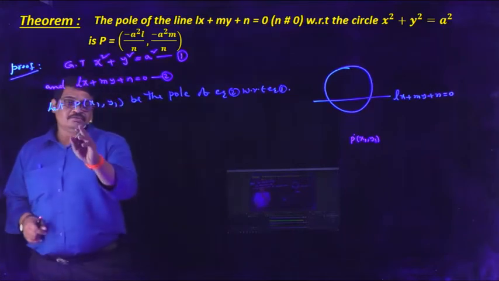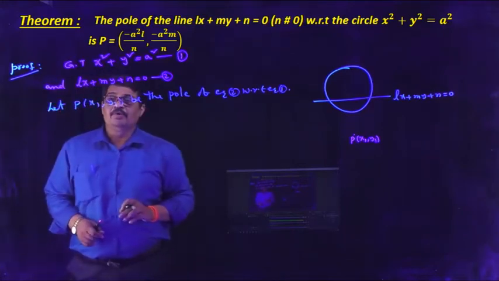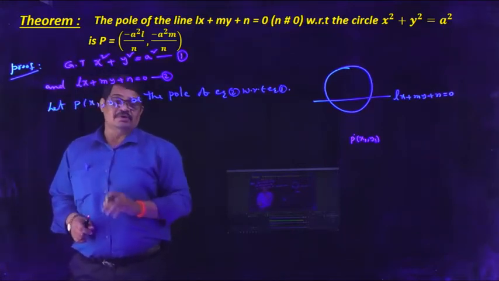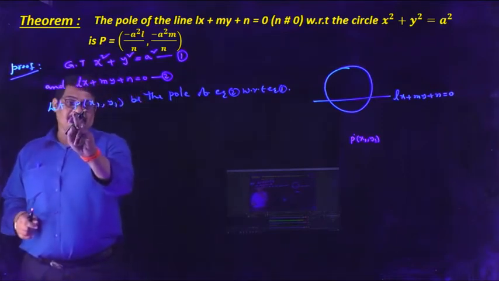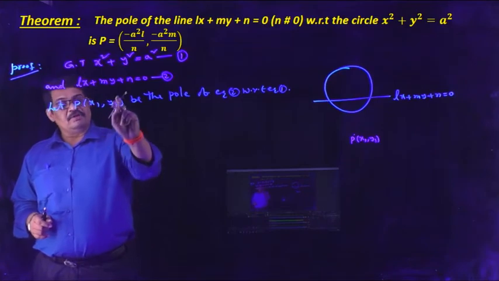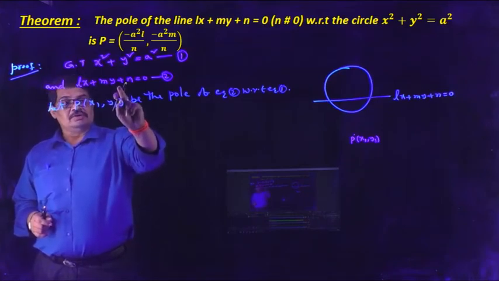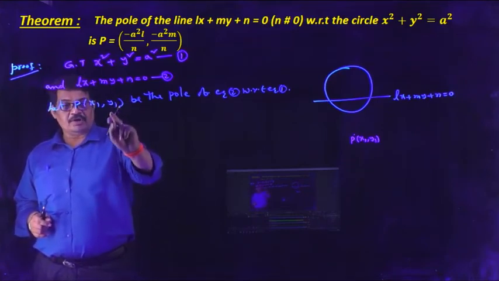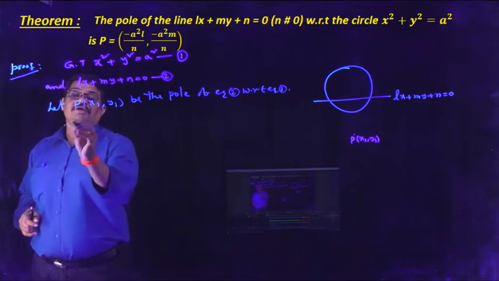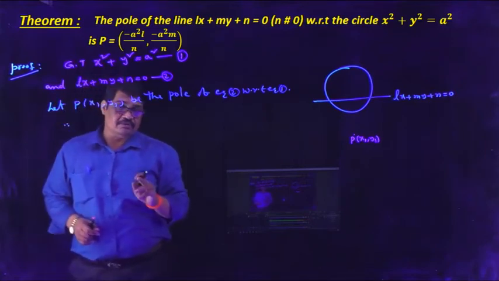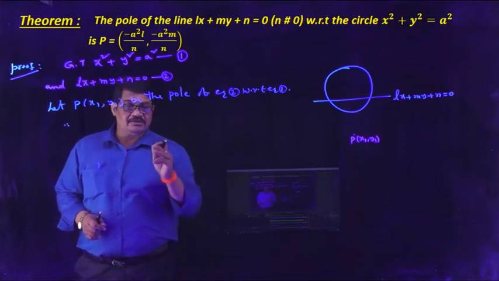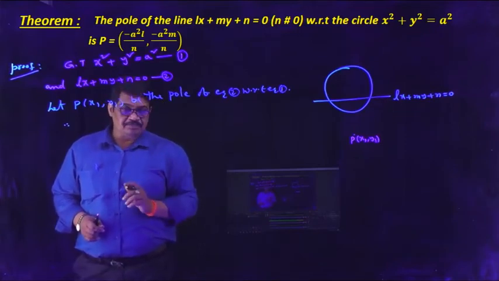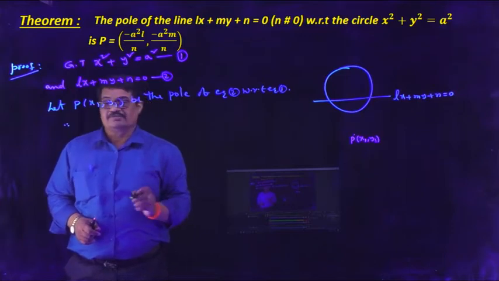Okay, now we are to write the polar equation of P of x1, y1 with respect to the circle. Now we are assuming that P of x1, y1 is the pole of the line equation 2, then equation 2 is the polar of P of x1, y1. Here we are assuming that P of x1, y1 is the pole of the line equation 2, then the line is the polar of the point P of x1, y1.